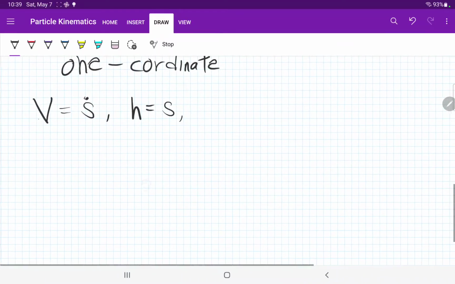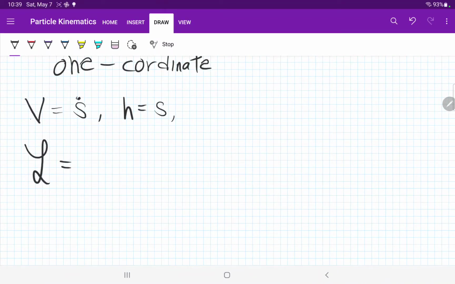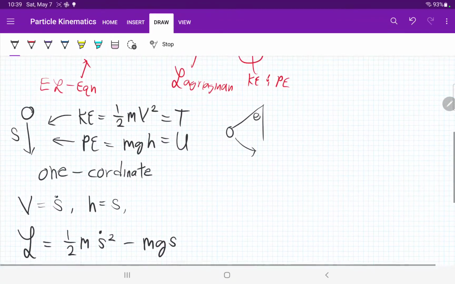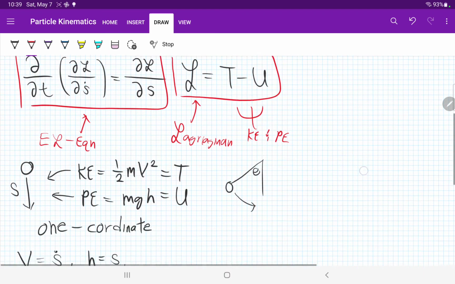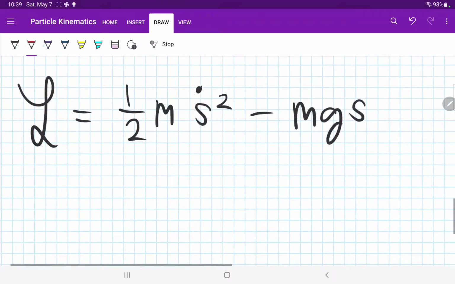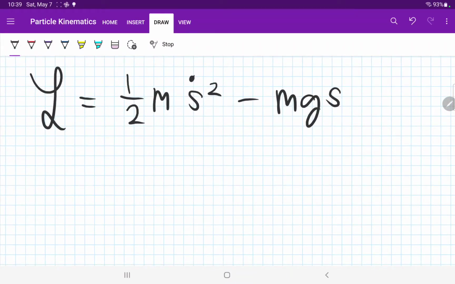Okay, so now if I write my Lagrangian, the Lagrangian is going to be equal to 1/2 m s dot squared minus what? mgs. Okay. So again, all I did is just follow this equation right here. This is the first equation you're going to use. I'll write 1. I'll write 2 next to it. Okay. So if you use that stuff, we're going to get the kinematic equations using this stuff, which may seem weird.